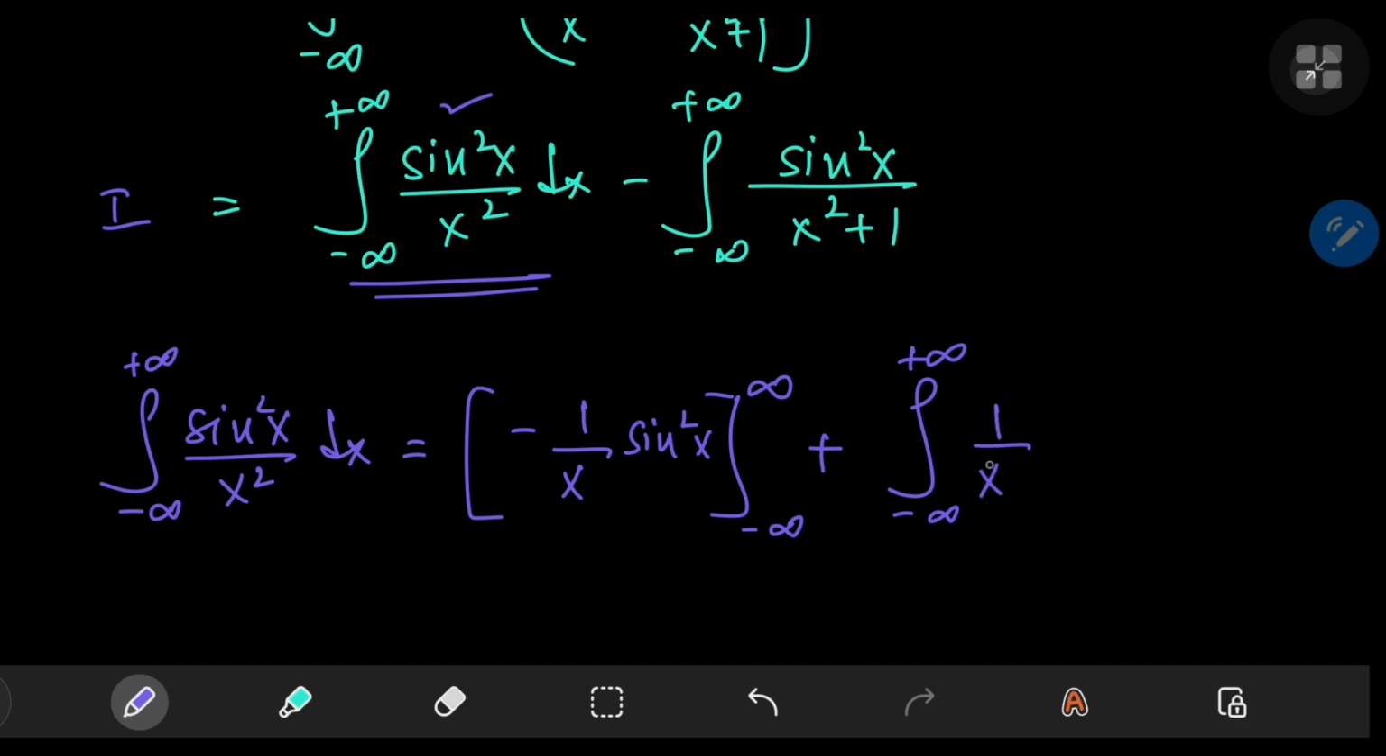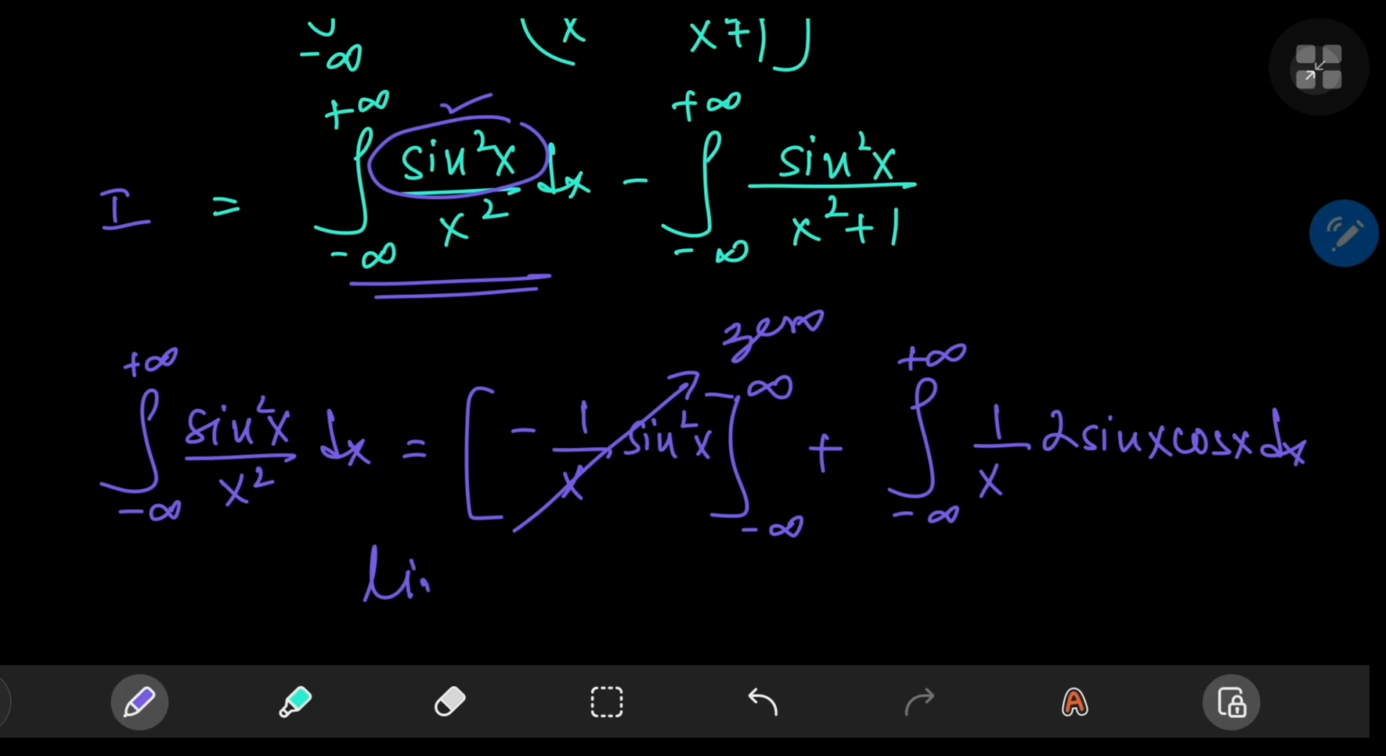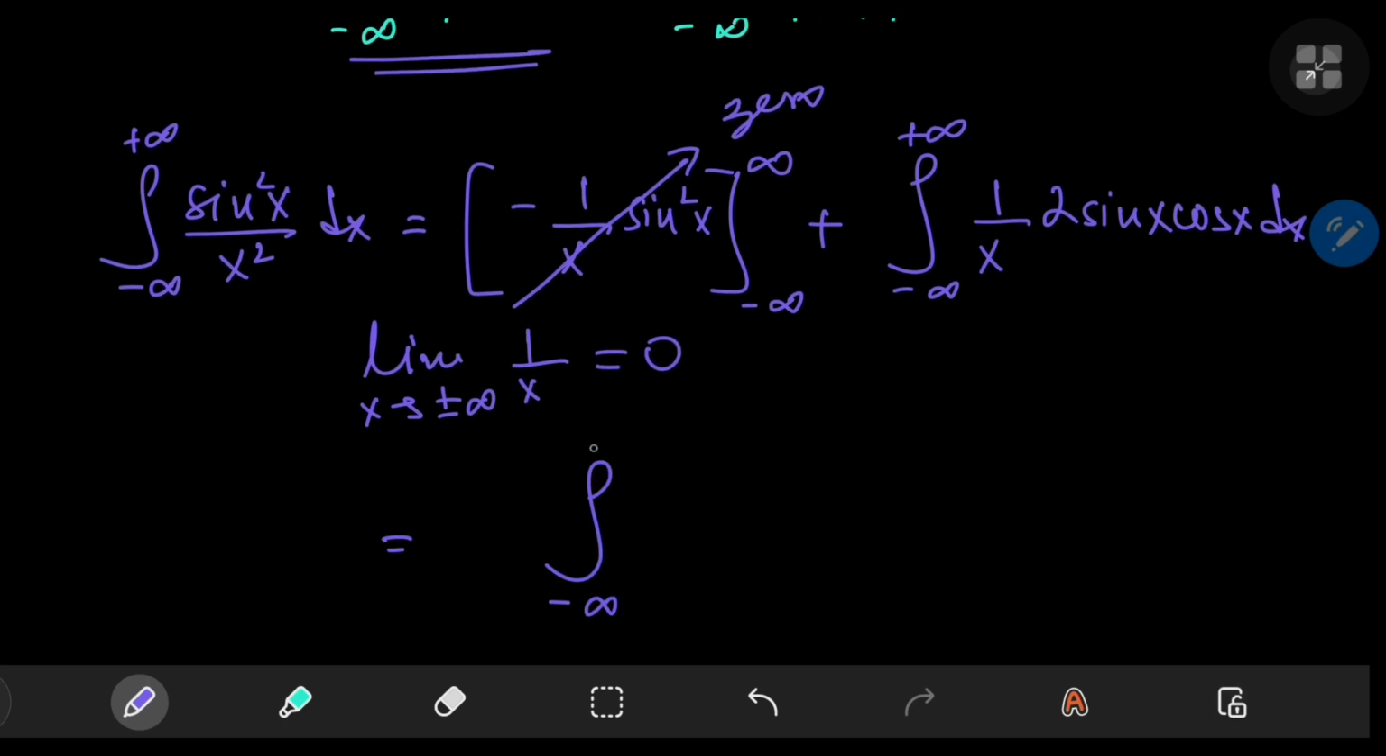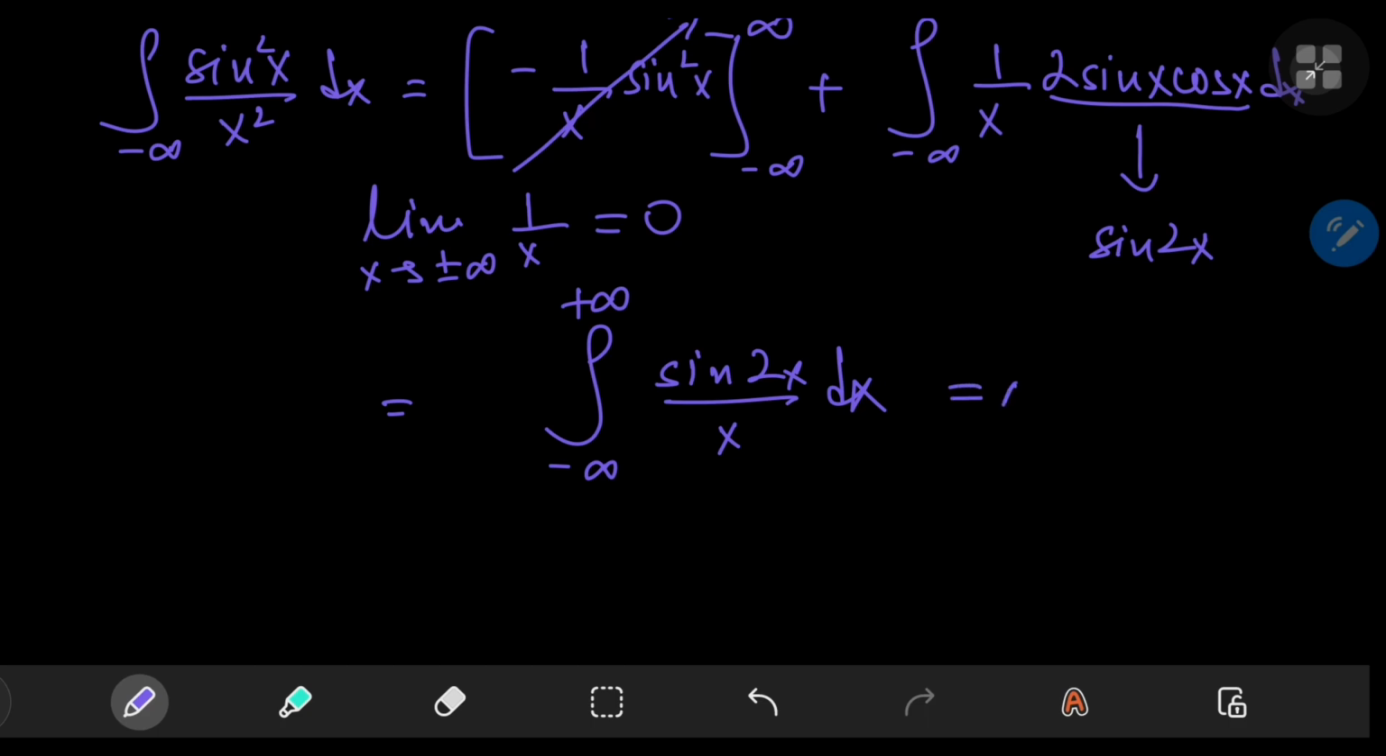So I'll have 1 by x, and the derivative of the square of the sine of x is in fact twice the product of the sine and the cosine of x. Now this term here evaluates to 0 because the square of the sine of x is just a bounded function, whereas the limit of 1 by x as x goes to either positive or negative infinity is 0. So that leaves us with the integral from negative to positive infinity, and we can write twice the product of sine and cosine of x as being the sine of 2x, right, using the double angle formula. So this is a Dirichlet integral that we're quite familiar with, which evaluates to pi.